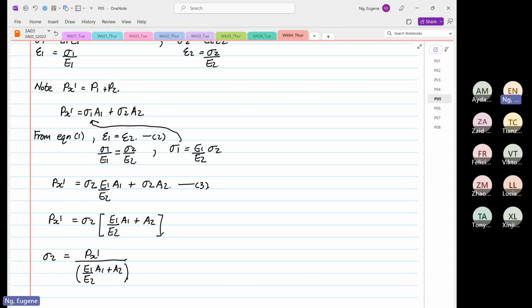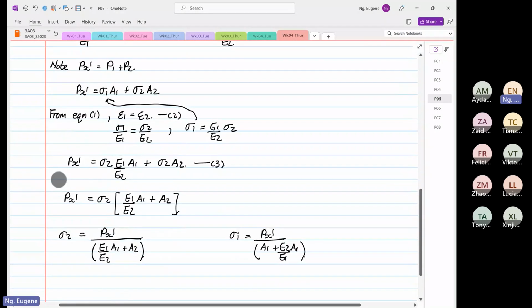I know I went over, give me 1 more minute, okay? So that is the normal stress for material 2. The normal stress for material 1 is equal to Px prime over A1 plus E2 over E1 A1. Okay, so what you can see is that for the sandwich material under axial loading, the equation is not so straightforward. It's not more complicated, but there are more steps to deriving it than what we had before.